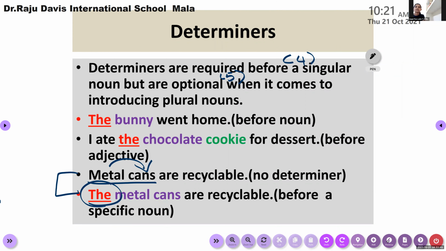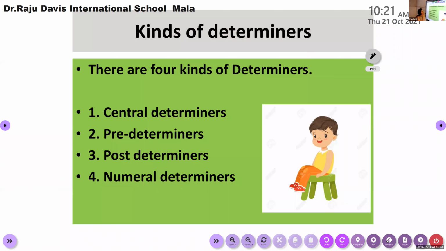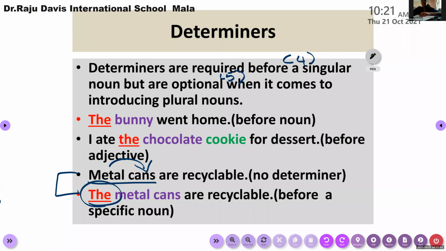Yes, ma'am. Okay, now let us talk about the kinds of determiners, children. Look at the board, the last slide, last example. The metal cans are recyclable. Okay, ma'am. Thank you. Parthav is here. Pranavatmak, they are absent. Okay.